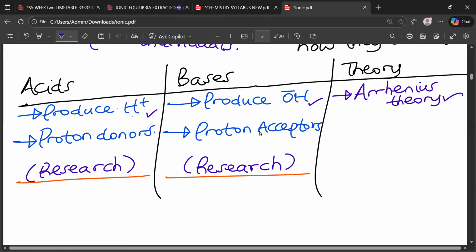Then concerning donating and accepting protons, there were two people. That was Bronsted and Lowry, like that. So Bronsted and the girlfriend came up with that theory for donating and accepting protons.